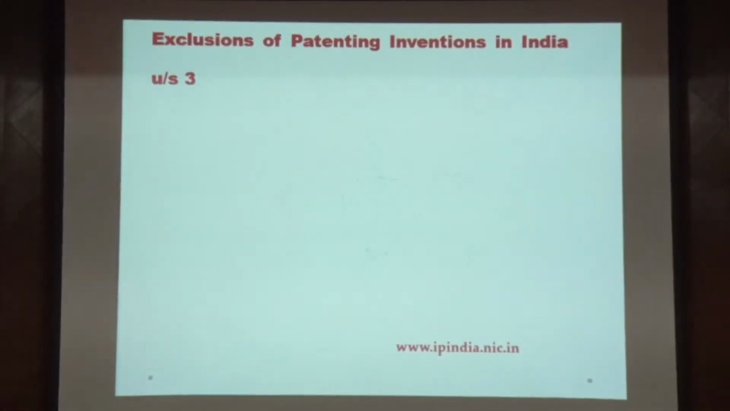So as I said, Section 3 of the Patent Act is a very important section to judge patentability. Any document, if it falls under this section, will not be able to be patented. So this is a section which actually excludes things from patenting. It has various subsections.